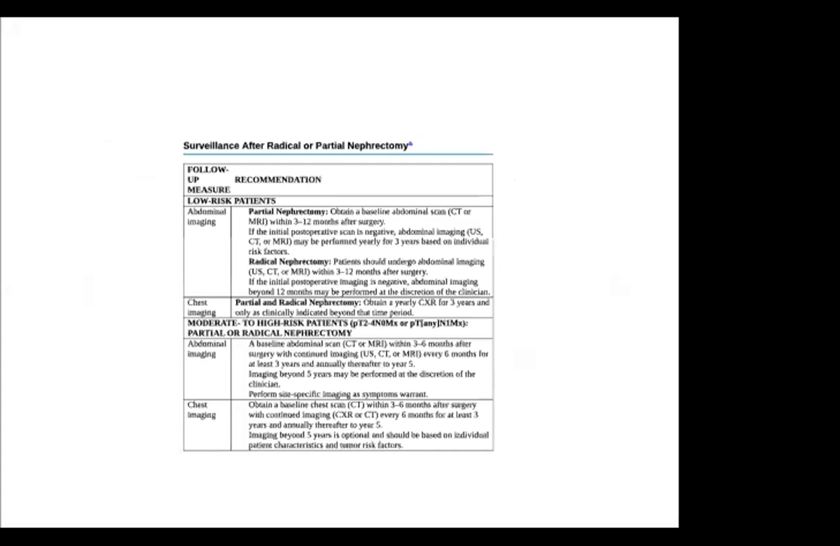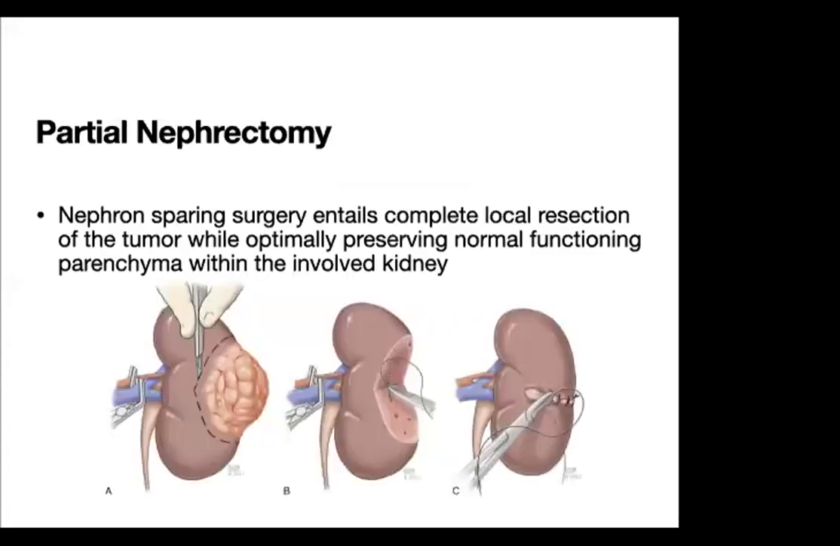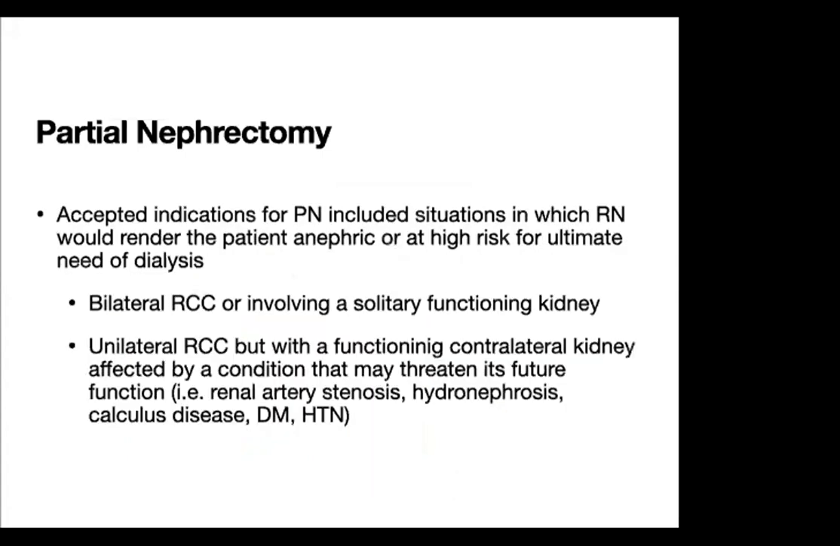Next are the follow-up recommendations after radical or partial nephrectomy. So for partial nephrectomy, actually, you can just read it. Obtain a baseline abdominal scan 3 to 12 months after surgery. Obtain a yearly chest x-ray for 3 years or only as clinically indicated beyond that time period. For partial nephrectomy, actually, Dr. Romero will also be discussing that.